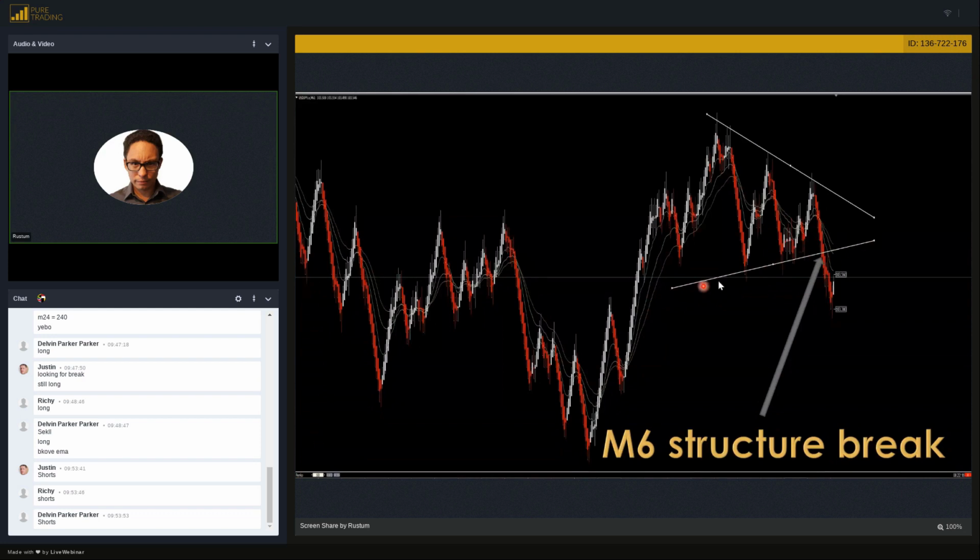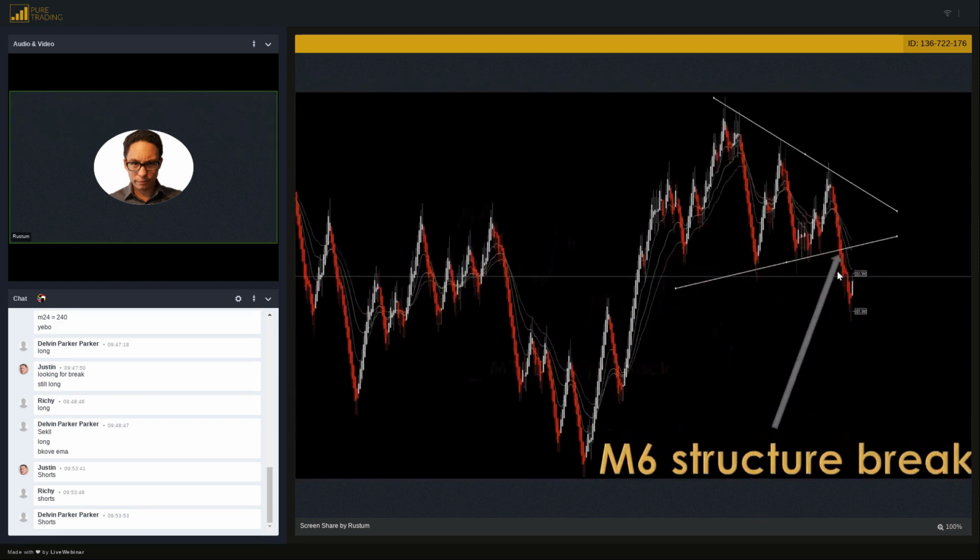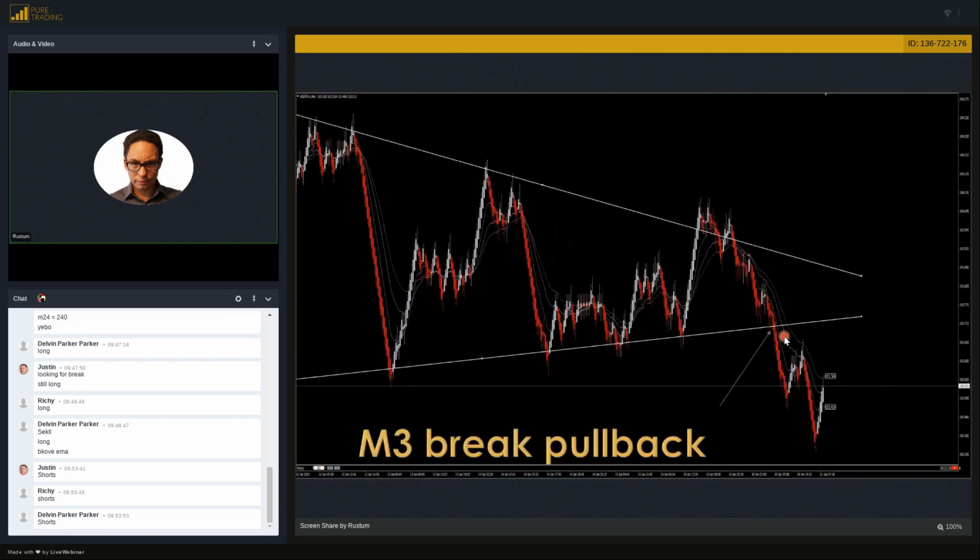You find structure. As soon as structure breaks on M6, you're looking for the break of it and the pullback. Then this is your first opportunity to try and get short here.